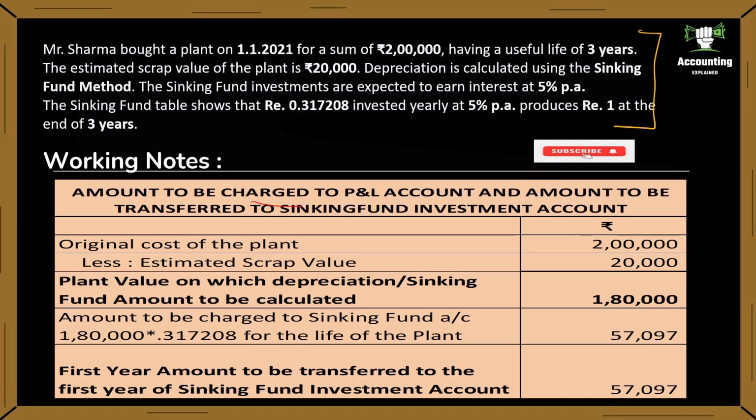Amount to be charged to P&L account and amount to be transferred to sinking fund investment account. Charged to P&L account is the depreciation and the sinking fund investment is the amount to be invested yearly. That is the equivalent value of the depreciation. Okay. What is the original cost of the machine given?